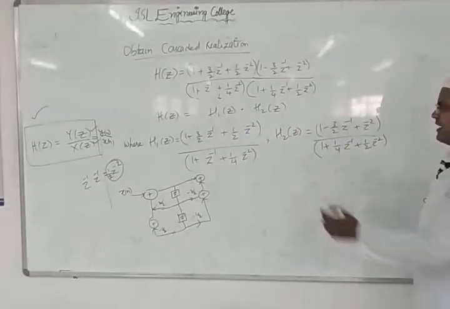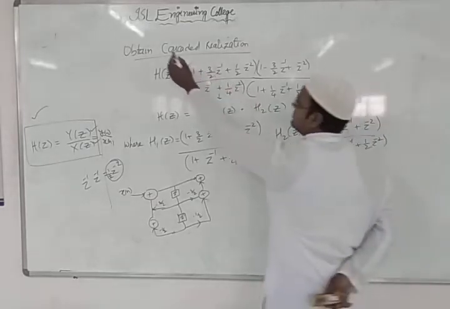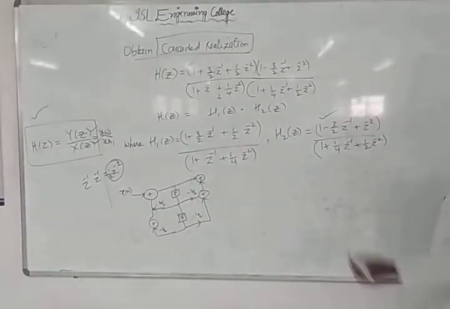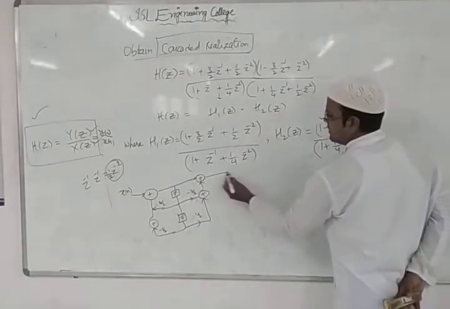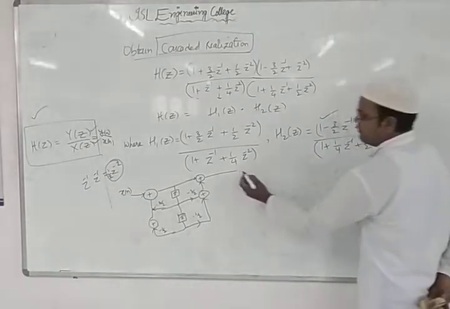Similarly for h2 of z, what will I do? They asked in which form? Cascaded means both should be in one function only. For that I'll take the same connection and pass this. I'll mention it, as it is already there. What I need to do is give one parallel connection to it.